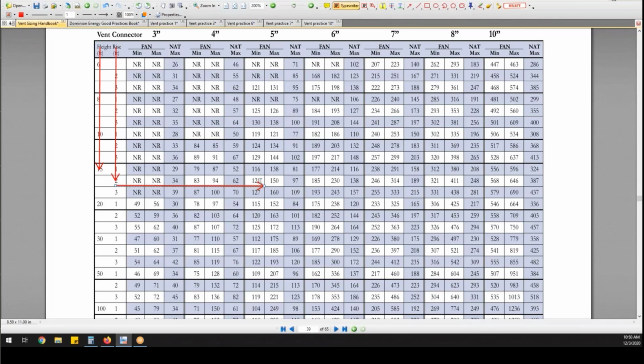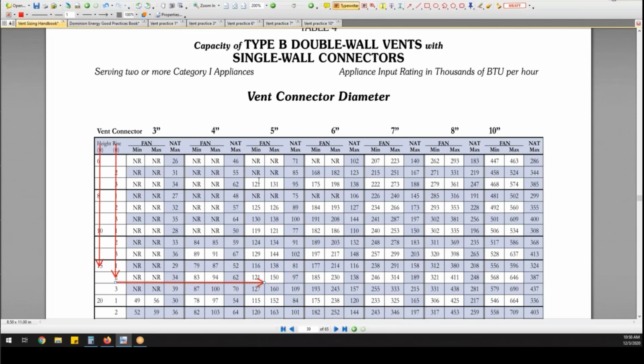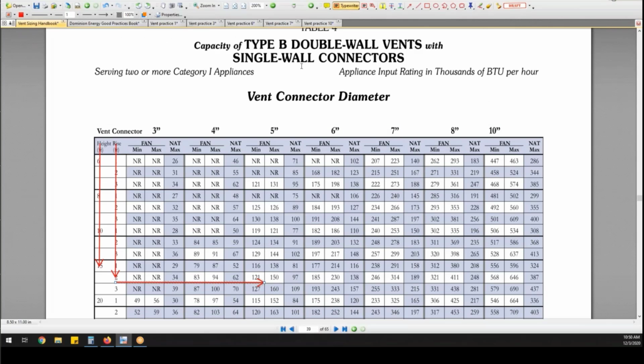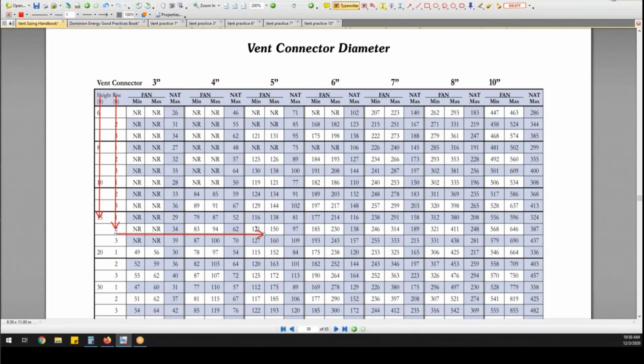But I only have how much? 100,000 BTUs. I cannot use a single wall connector on this furnace. Okay, everyone with me? Understand why? I don't have enough heat in the furnace if I put a single wall connector on it under these conditions to keep it hot enough. I've got to have, according to the gamma charts, a minimum of 121,000 BTUs, and I can't go over 150, and I've only got 100,000.